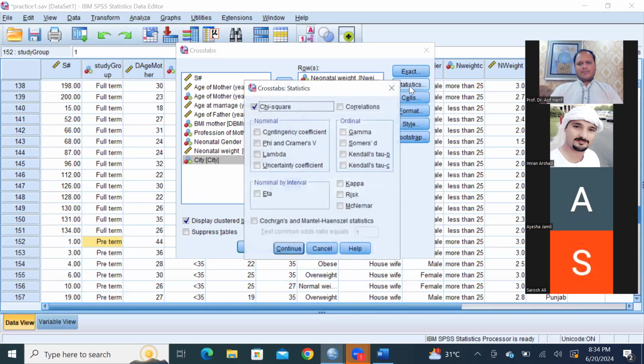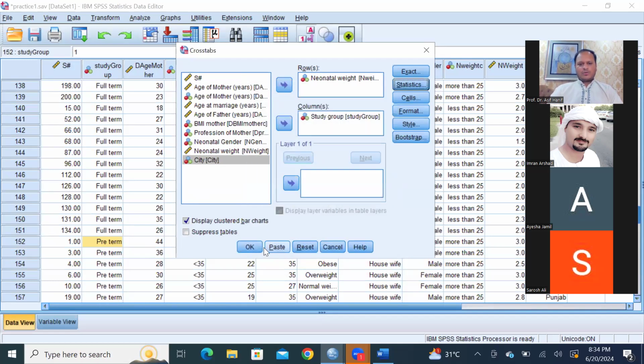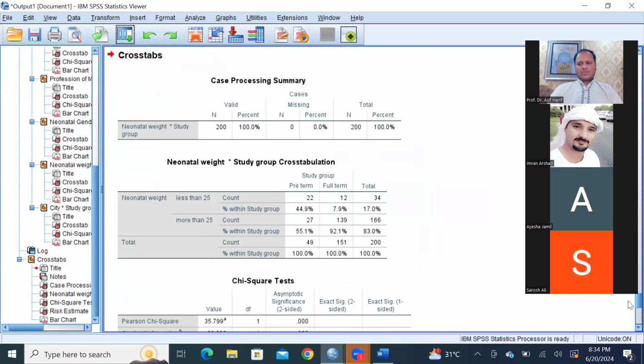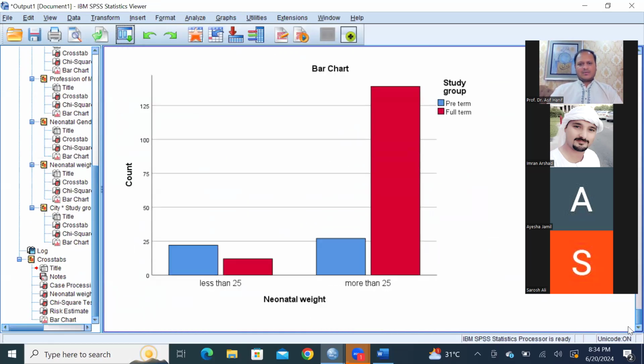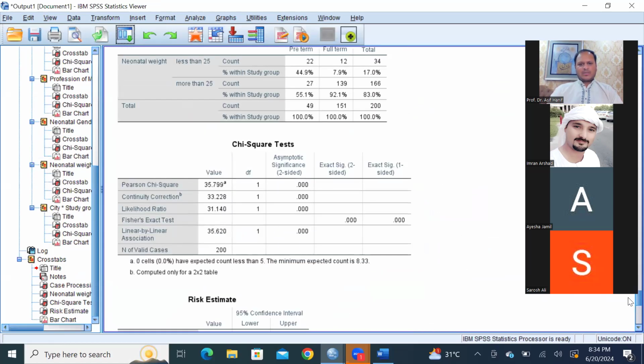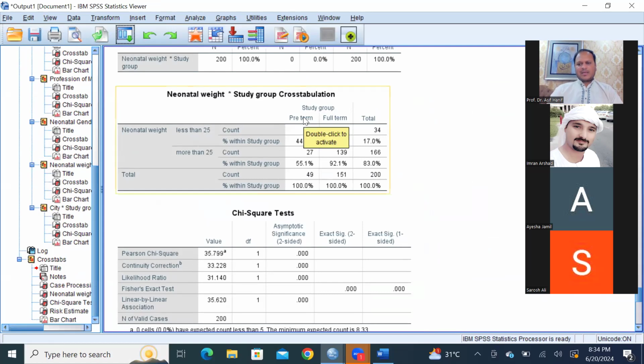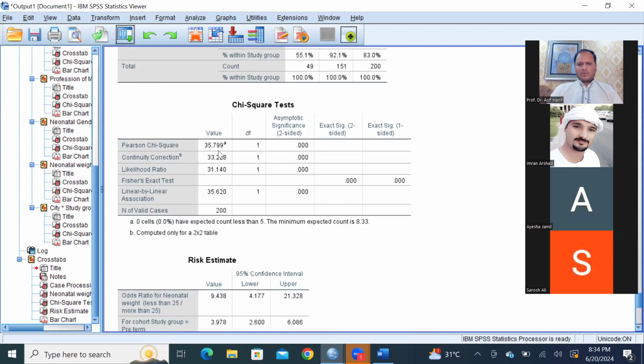On statistics again, press risk. This risk will give me odds ratio. Continue. Okay. Output file is again there. Here is the 2x2 table. Look, preterm birth is coming in first place and less than 25, because it was also the complication or the risk factor, whatever you say. Basically, the purpose is to take less than 25 low birth weight at first place. So here we have already seen that it was significantly associated.